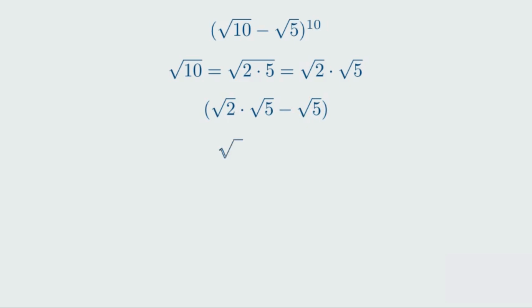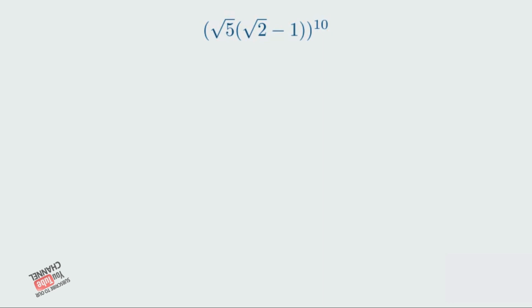Factoring out square root of 5 leaves us with square root of 5 times the quantity square root of 2 minus 1. This expression is still inside the larger parentheses. Now, let's put it all together. Our original expression simplifies to the quantity square root of 5 times the quantity square root of 2 minus 1, all raised to the 10th power.